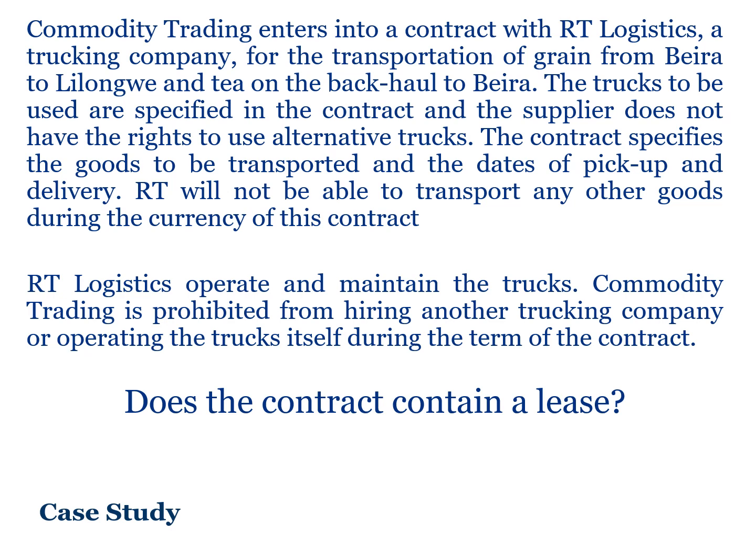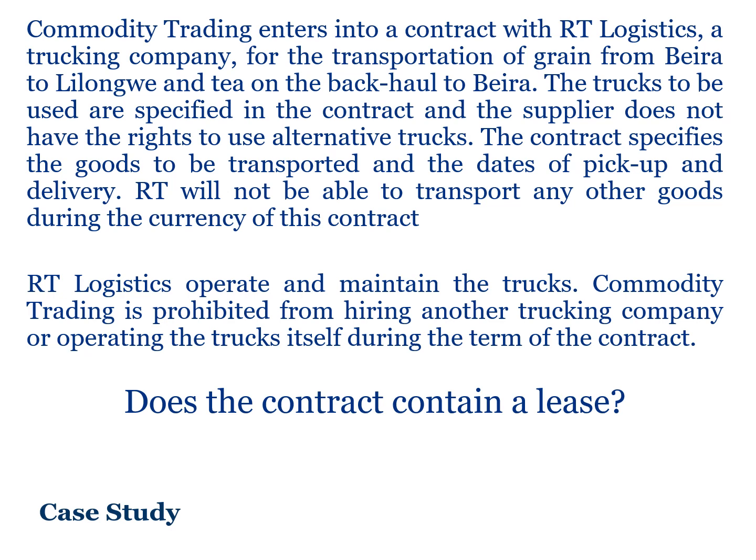Here's my first example. Commodity Trading enters into a contract with RT Logistics, a trucking company, for the transportation of grain from Beira to Lilongwe and tea on the backhaul to Beira. The trucks to be used are specified in the contract, and the supplier does not have the right to use alternative trucks. The contract specifies the goods to be transported and the dates of pickup and delivery.